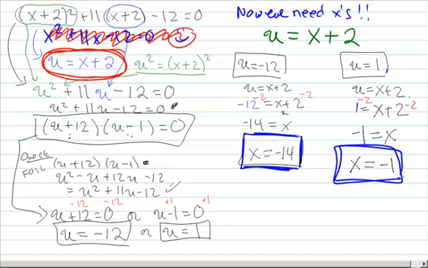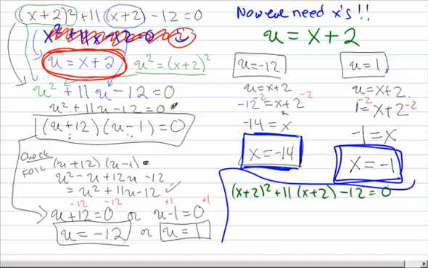So the solution, if you want to summarize, is if you've got x plus 2 quantity squared plus 11 times x plus 2 minus 12 equal to 0, your solution is whenever x is equal to negative 14 or x is equal to negative 1. What you've done here is look for a pattern of something that looks kind of like a quadratic, and make a substitution so that you do get an actual quadratic. By making that substitution, we turned a problem we couldn't solve into a problem that we could, and then all we had to do was work backwards again to pull our original solution out of it. So hope you have fun.